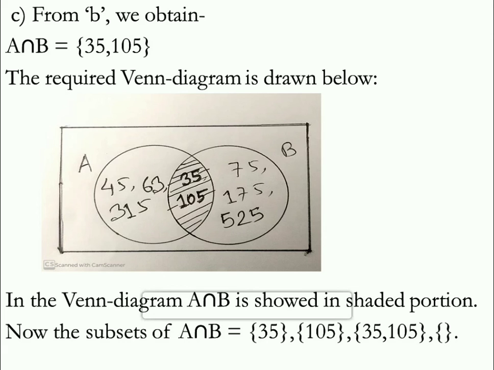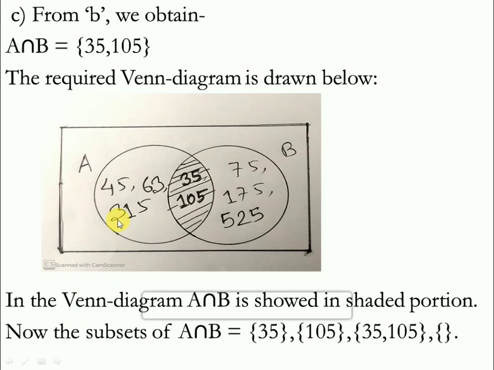Among them, 35 and 105 are the common elements. I have highlighted them here. You can see this dark shaded portion. So in the Venn diagram, A intersection B is shown in the shaded portion. This shaded region is A intersection B.